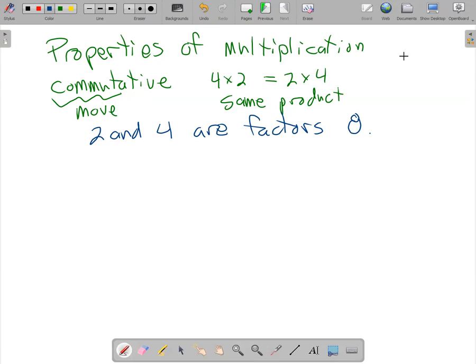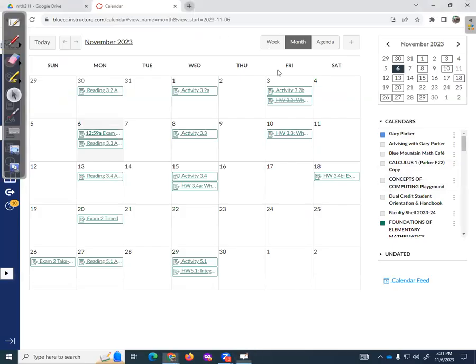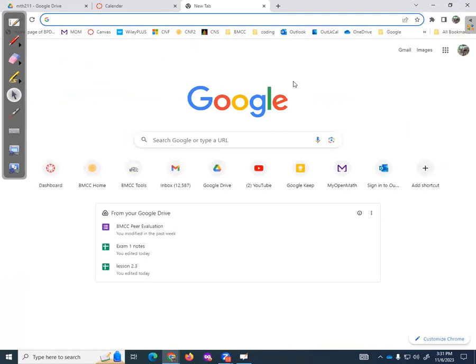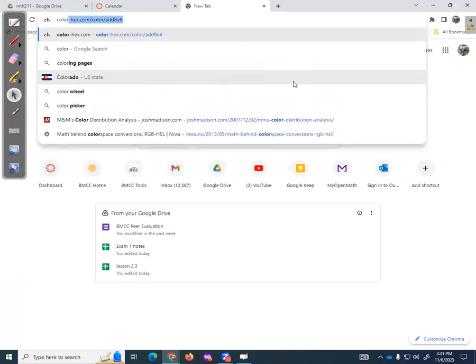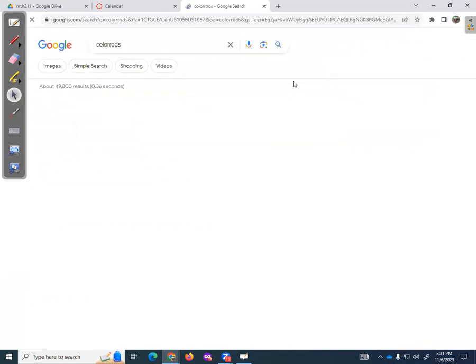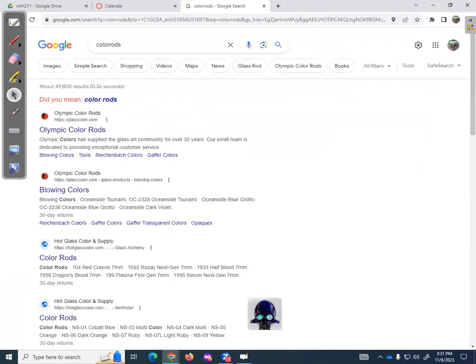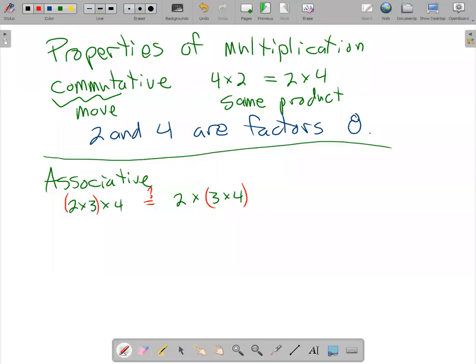And I want to get some toys to talk about the next part. Let's see. Find color rods. Search term.